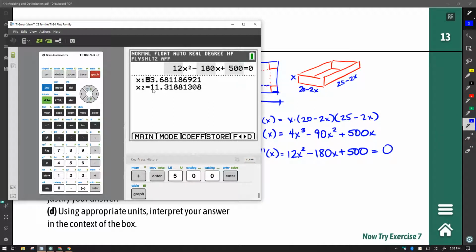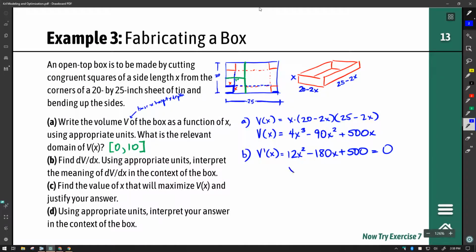Those are the two critical values, but the second one doesn't really mean anything to us because we know that the relevant domain in this problem was 0 to 10. And if we made a cut of 11 by 11 on that square, we wouldn't have any left over to form a box. So the one we're interested in is 3.681. So let's say that x is equal to 3.681.